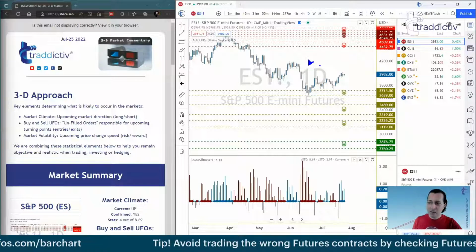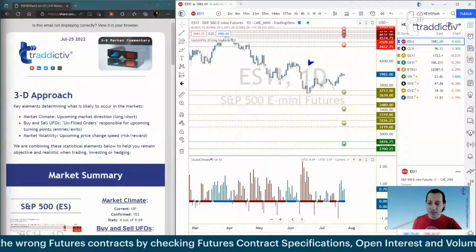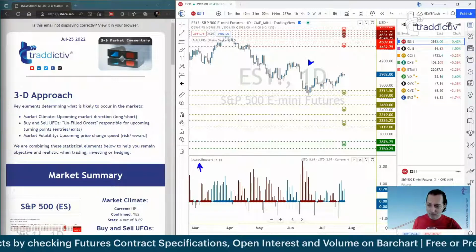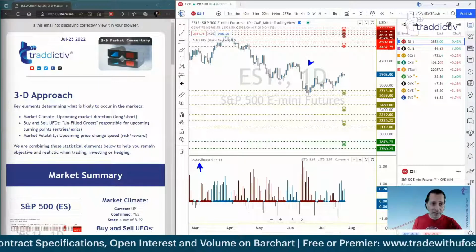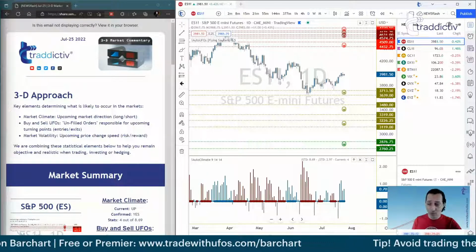This is a daily time frame of the S&P futures. And let's begin with dimension number 1, which is the climate. We use auto climate to analyze the climate. Later, I will give you instructions on how you can get auto climate for yourself.